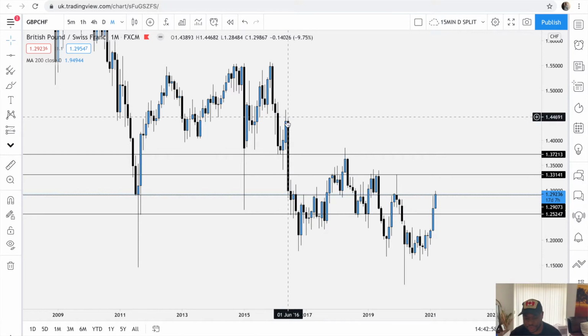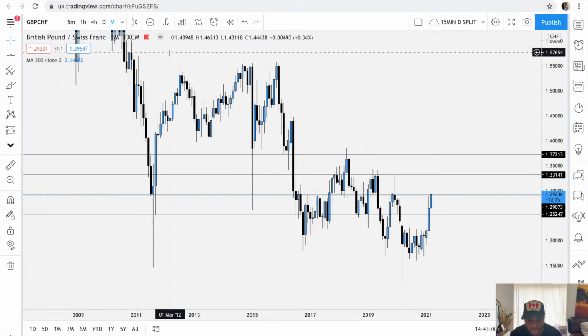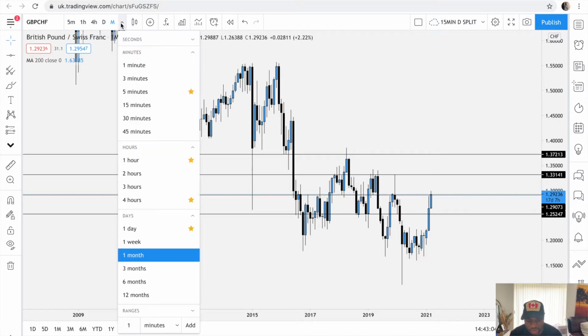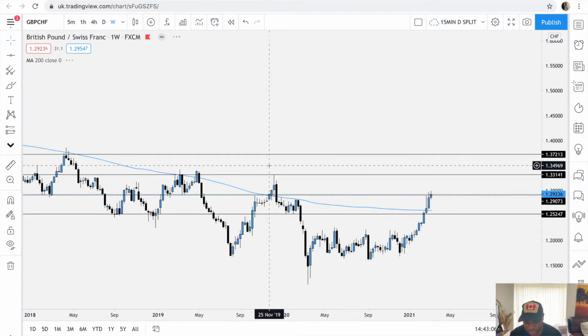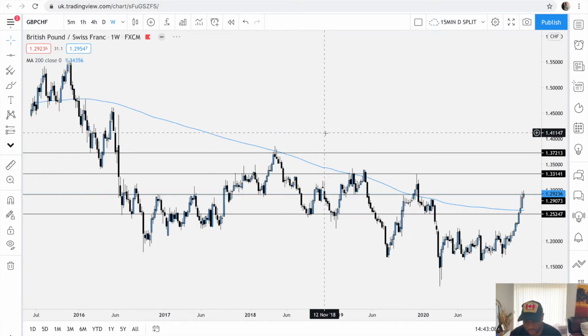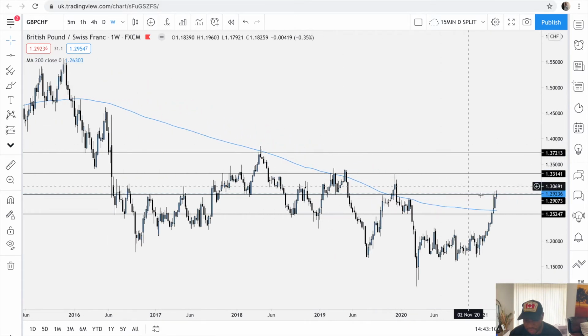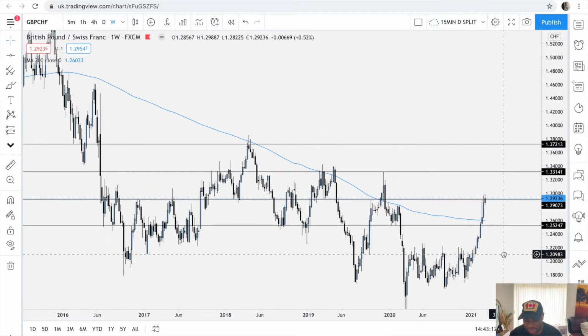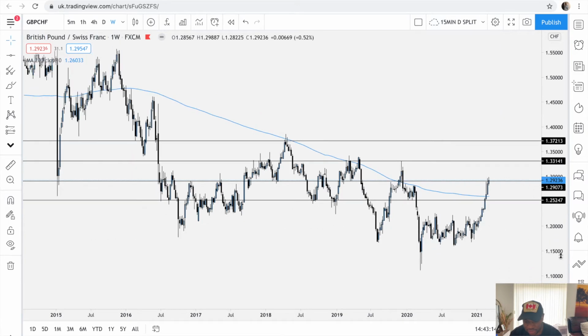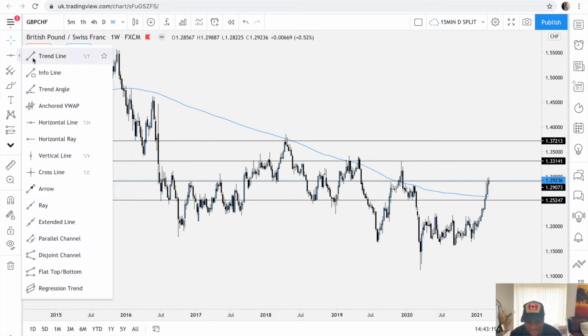So next thing we want to do is drop down. I've plotted all my key levels on the monthly time frame. What I'm going to do now is drop down to the weekly time frame. All right. So we can see the key levels that we plotted on the monthly time frame. Now I'm gonna get my trend lines in.